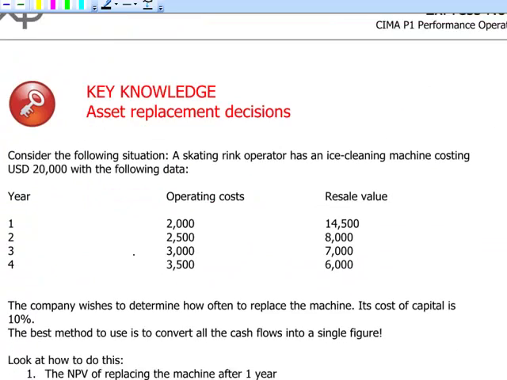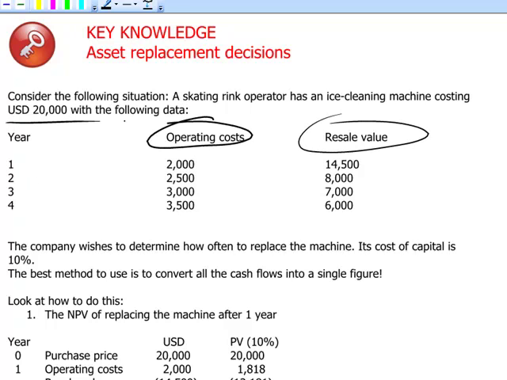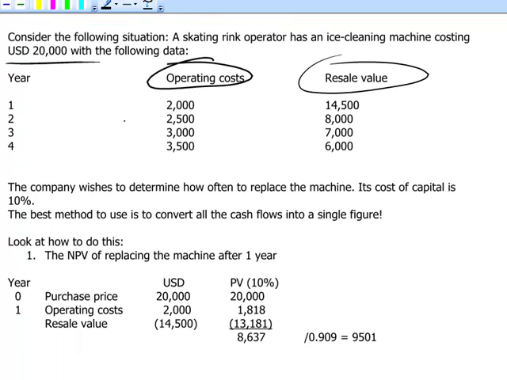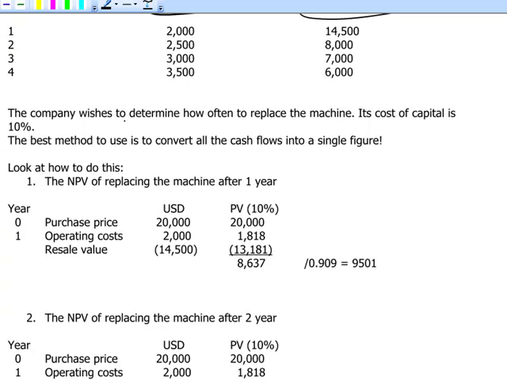And finally, the asset replacement decision is another technique which is part of investment appraisal, which allows us to determine on what basis or what frequency we should be turning over or replacing our assets, whether on a 1, 2, 3 or more year cycle. And in order to do this, we have to have an underlying situation which gives us operating costs, resale values, and initial investment costs. And then what we have here, and the candidate is invited to work through the different scenarios. What's presented here is running the cash flows under several scenarios.